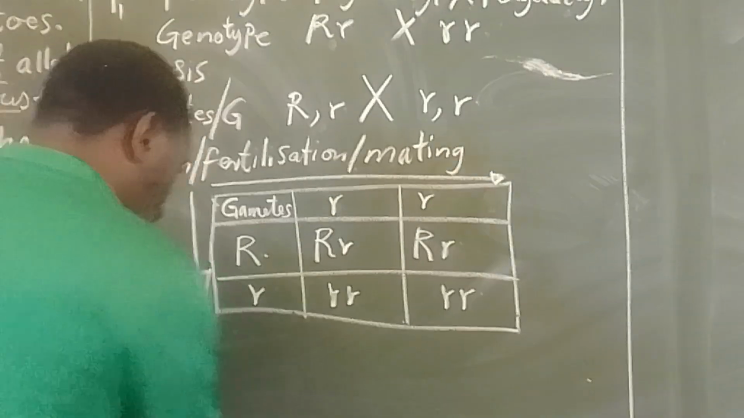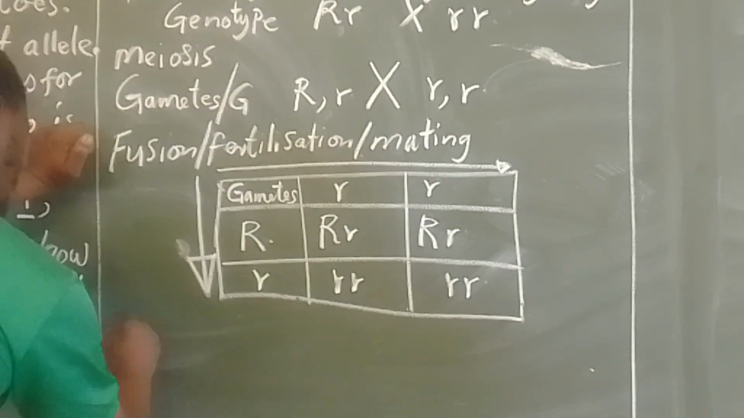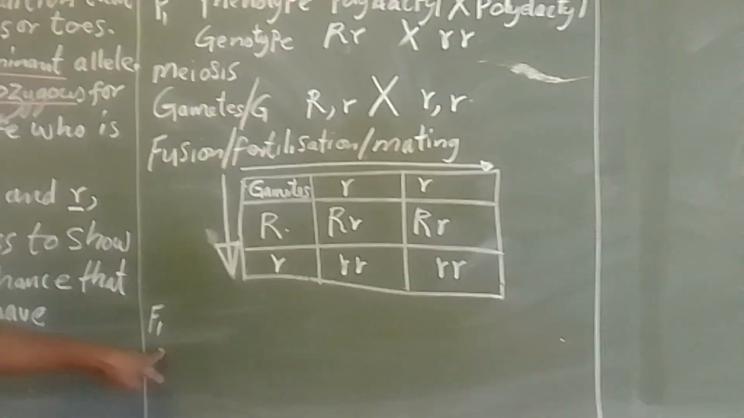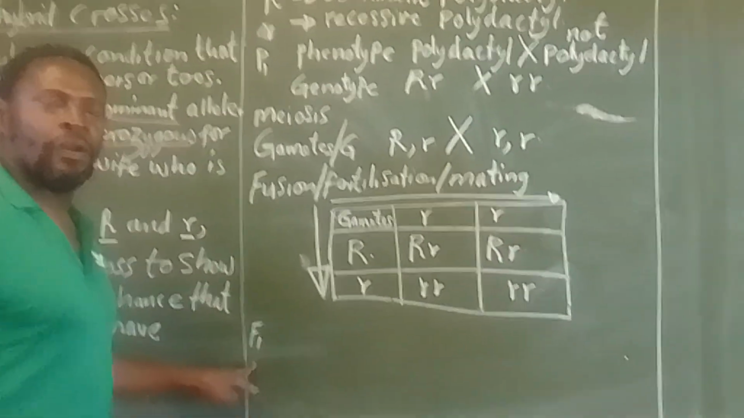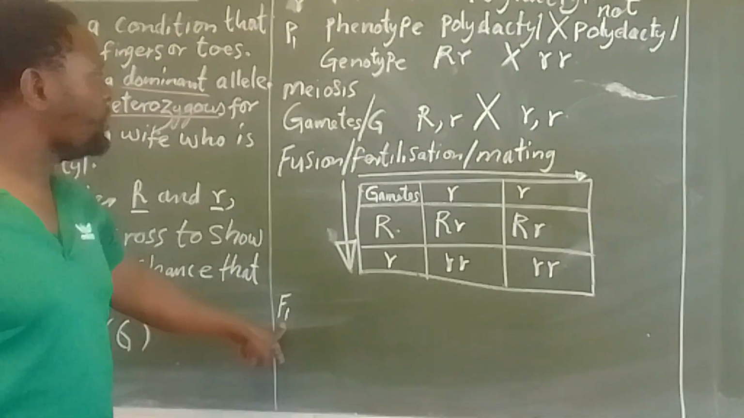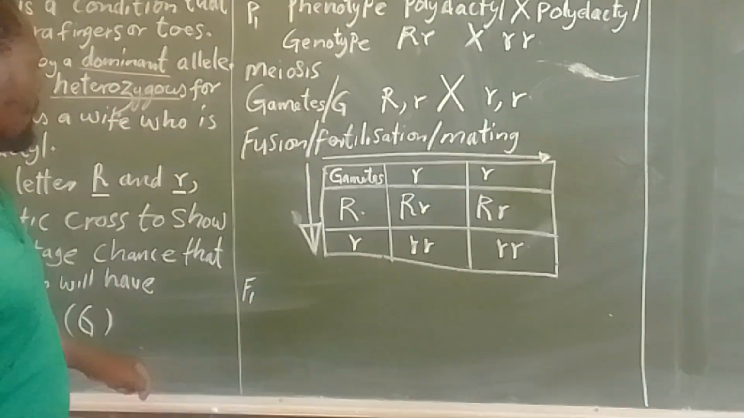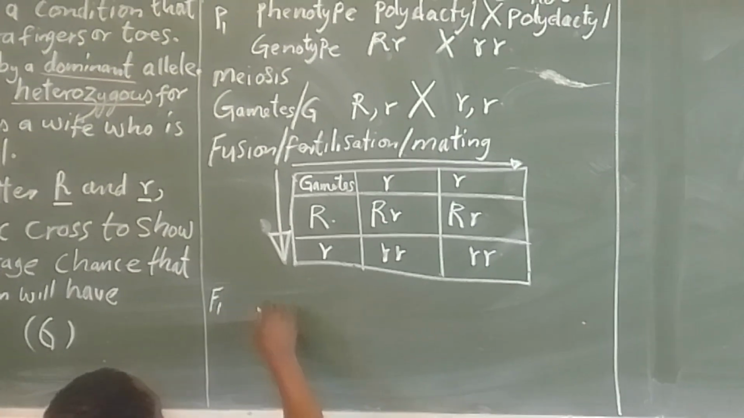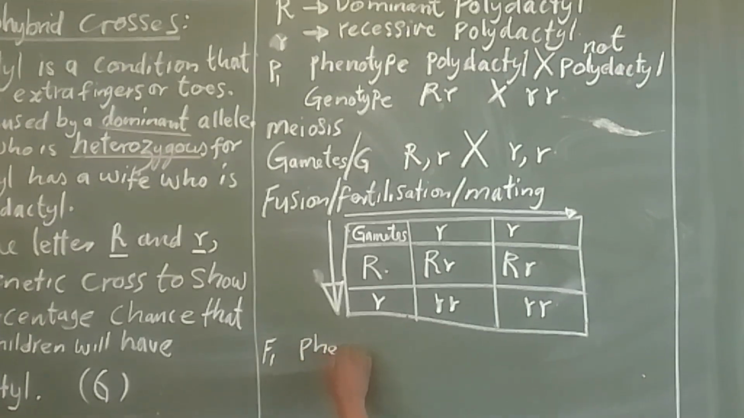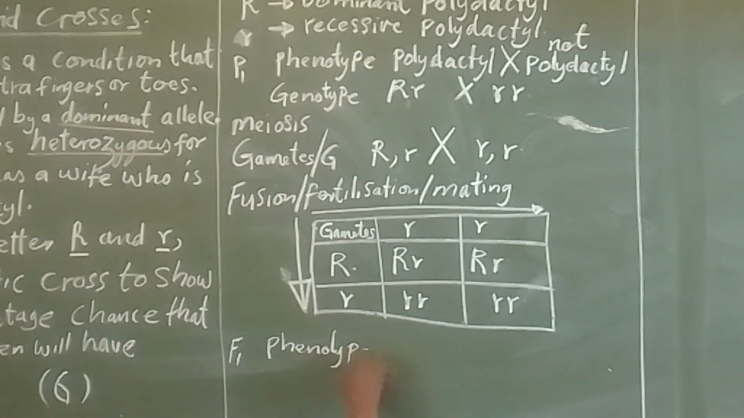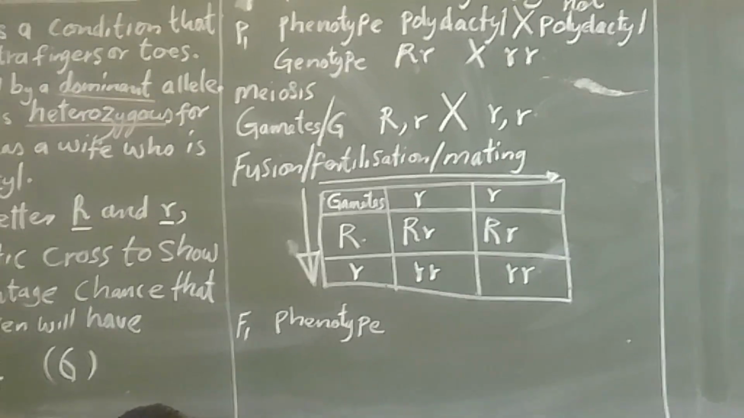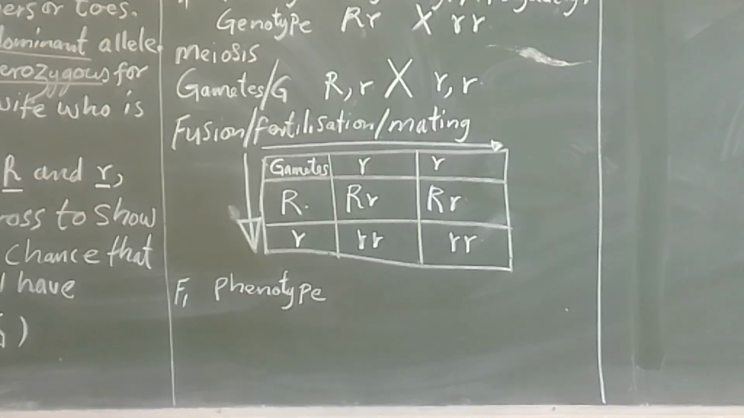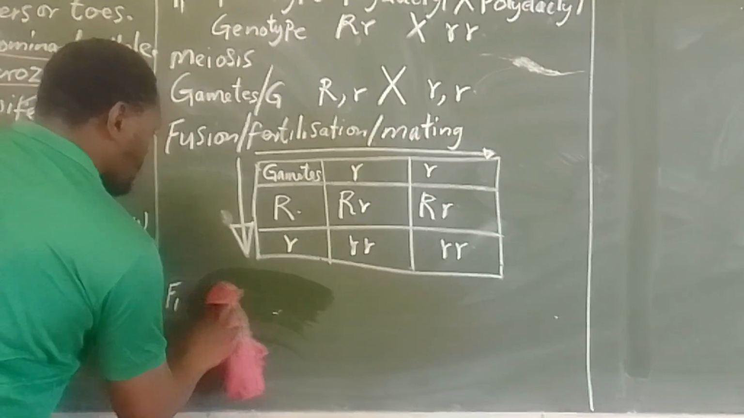Now from there, you go for F1. F1 means the children or the offspring, the first offspring of these two married couple. You start first by phenotype. You don't start by phenotype, you start by genotype. I'm sorry, excuse me. In the exam, make sure that you always start with genotype.